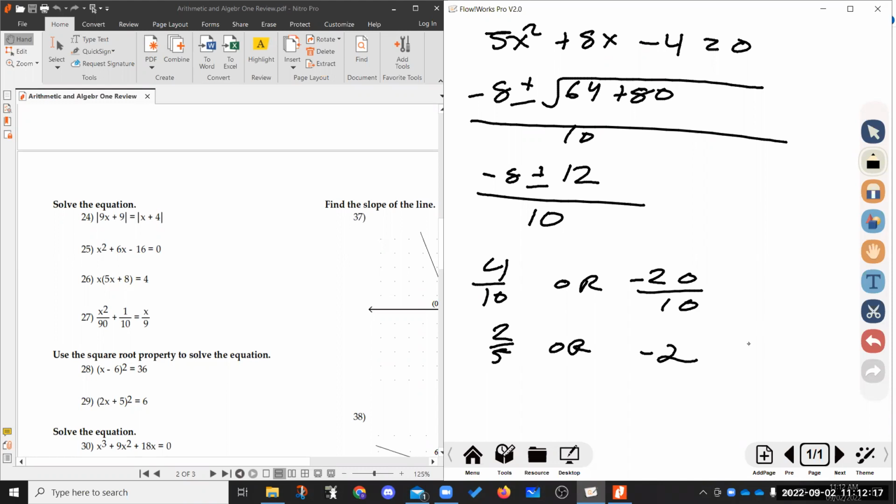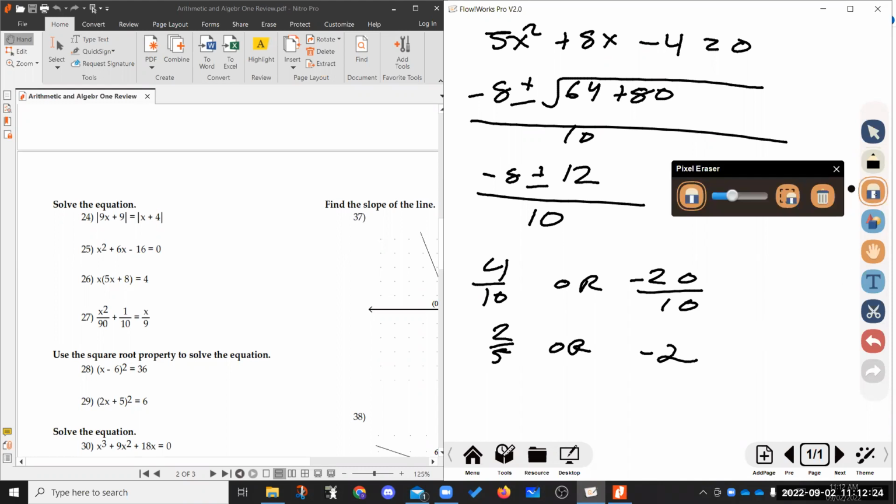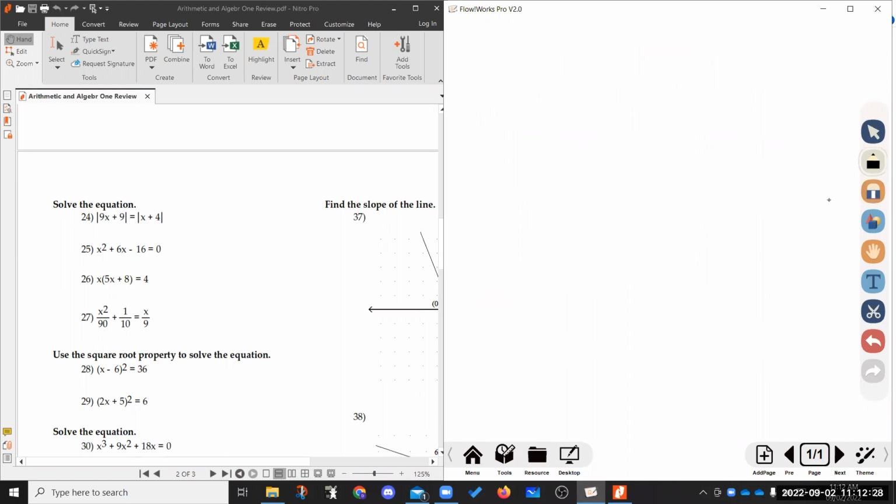We could have solved that by factoring. We could have completed the square to solve it. Lots of things, but because the leading coefficient wasn't 1, I wanted to practice using the quadratic formula on it. x squared over 90 plus 1 over 10 is equal to x over 9.